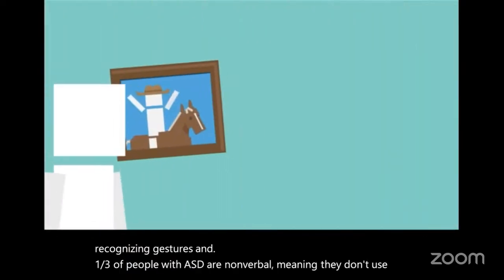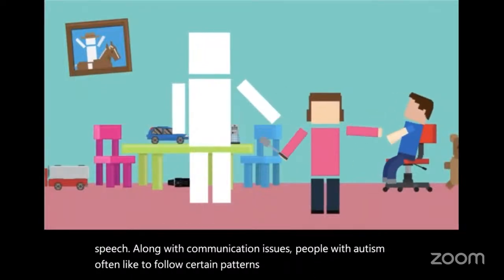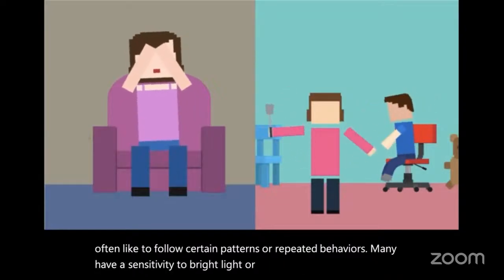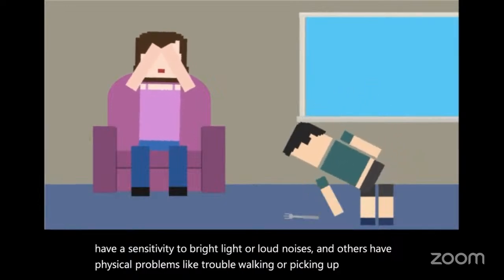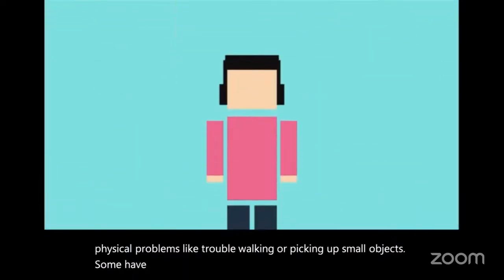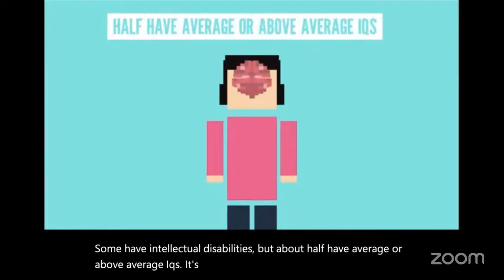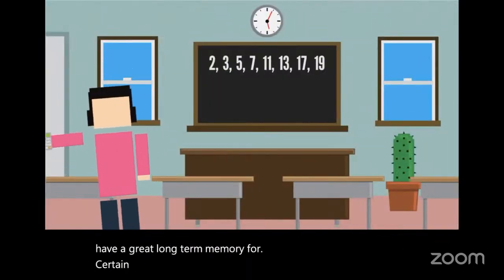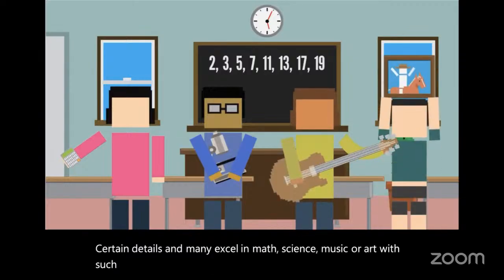Along with communication issues, people with autism often like to follow certain patterns or repeated behaviors. Many have a sensitivity to bright light or loud noises, and others have physical problems like trouble walking or picking up small objects. Some have intellectual disabilities, but about half have average or above average IQs. It's also common for people with autism to have a great long-term memory for certain details, and many excel in math, science, music, or art. With such a wide variety of symptoms, no two people with ASD are alike.